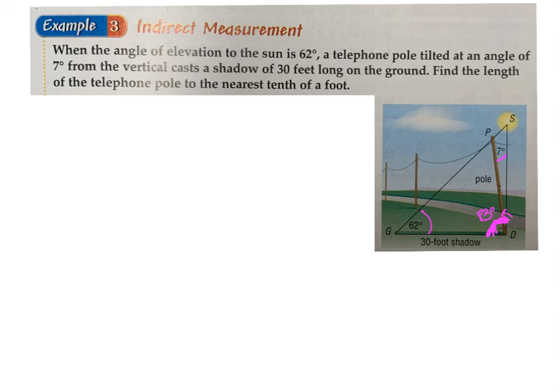All right? Length of the telephone pole. So they want this length right here. So basically what we have is this triangle. Here we have the tilted telephone pole, right? It's probably more like that. And it cast a 30-foot shadow. You can tell I'm not on my straight line there. So we have a 30-foot shadow. We have an angle of elevation from the ground up to be 62 degrees. And because our telephone pole tilted 7 degrees, we have an 83 degree here. They want the length of this guy.